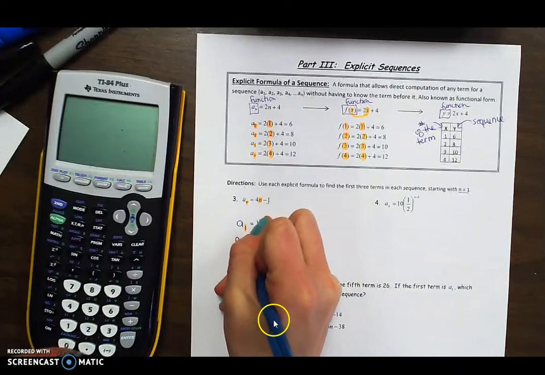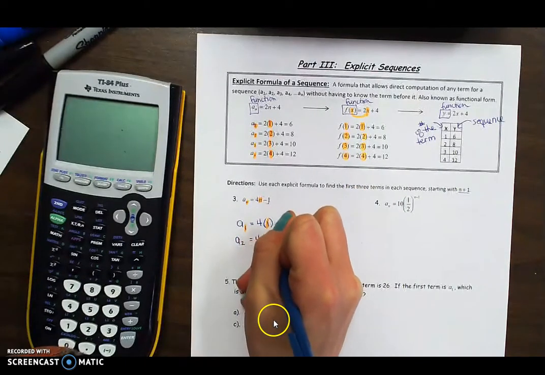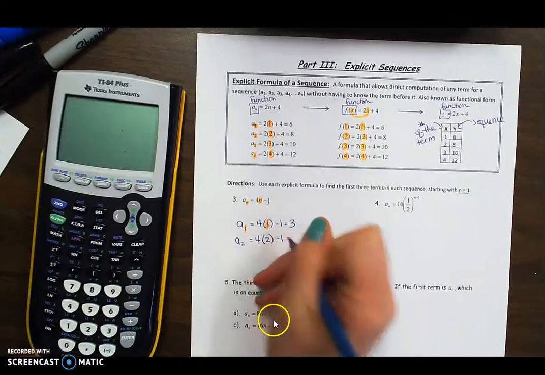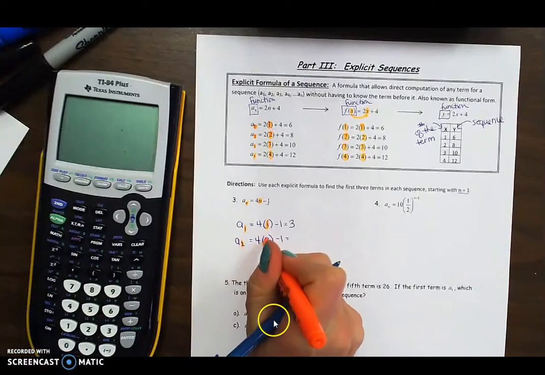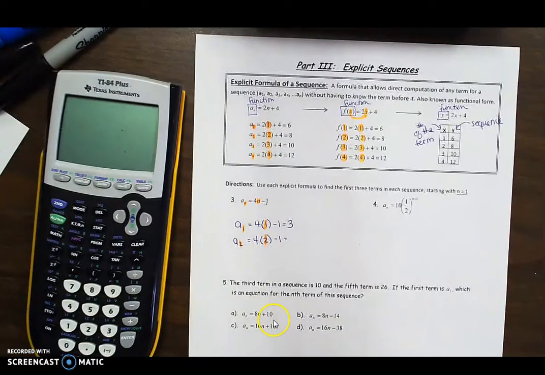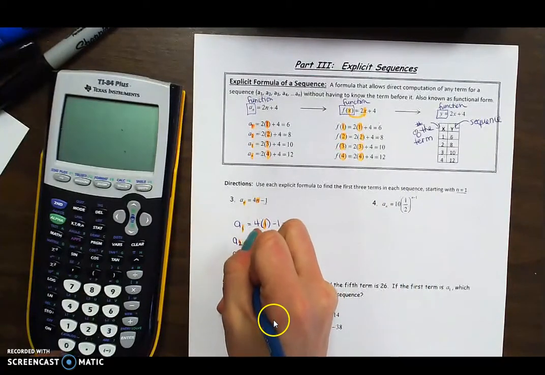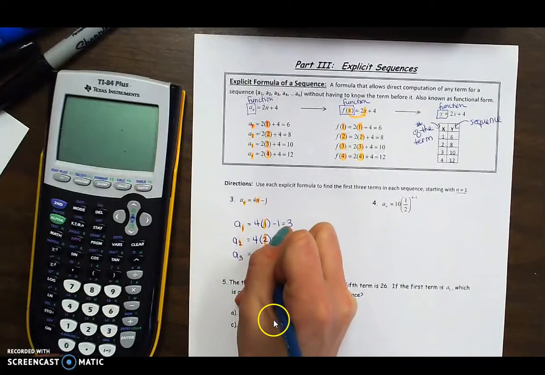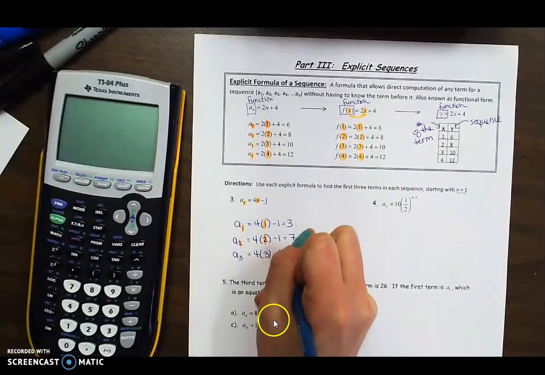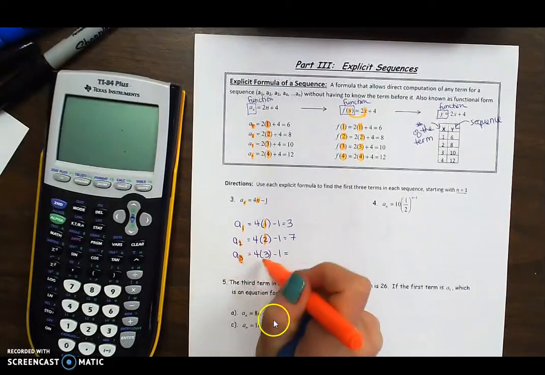And then a sub 2 equals 4. And this time I'm going to put 2 inside of the parentheses. So my 2 matches with the 2. All right, so 4 times 2 is 8. 8 minus 1 is 7. And then a sub 3, I'm going to substitute in a 3. All right, so I have a 3 here and a 3 here.